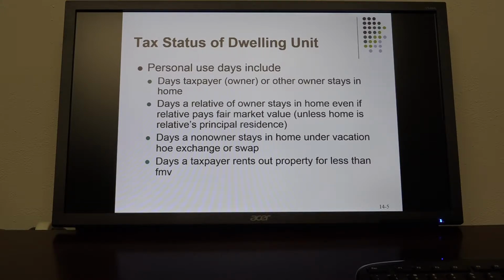Relative of the owner, even if the relative pays fair market value. Days a non-homeowner stays in the home under a vacation home exchange or swap. Days a taxpayer rents out property for less than fair market value. So any of those would qualify as a personal use day for the taxpayer.